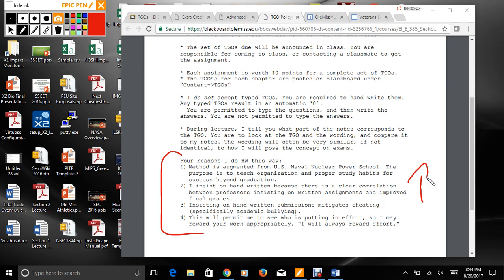Number 3, insisting on handwritten assignments mitigates cheating, specifically academic bullying. I'll discuss this again in a moment, but what I mean is what I alluded to earlier, where students don't go to class and they coerce students who do go to class into basically doing the work for them. I'm very insistent on this. You will come to class, you will do your work, and you will earn your grade. You will not have other people earn their grade for you.